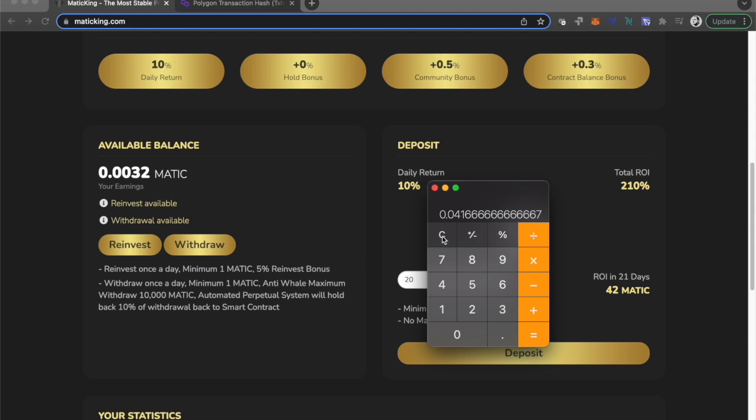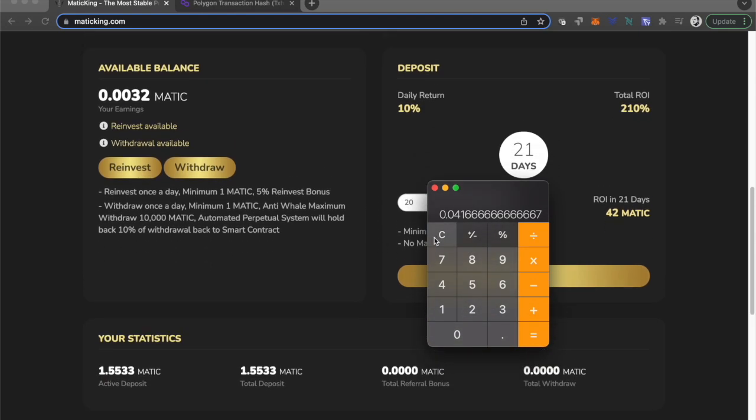Yeah, this is interesting. What we are close to, though, is if we take the 1.5533 it gave us and multiply by 0.1, that gives us 10% of that, and then divide by 48, it's almost exactly what this is. So obviously it's calculating based off of this smaller amount. I'm not sure what's going to happen when you try to withdraw, but it's just interesting to see.